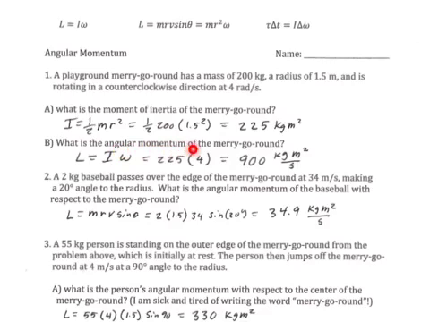So what is the angular momentum of the merry-go-round? Well, the angular momentum, which is L for whatever reason.